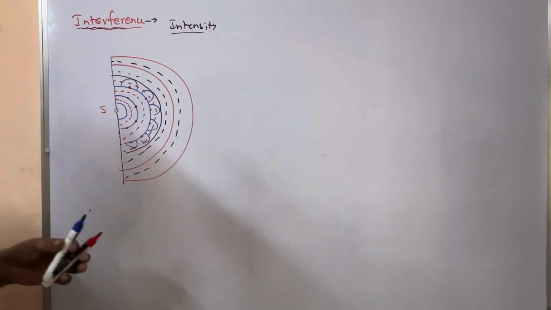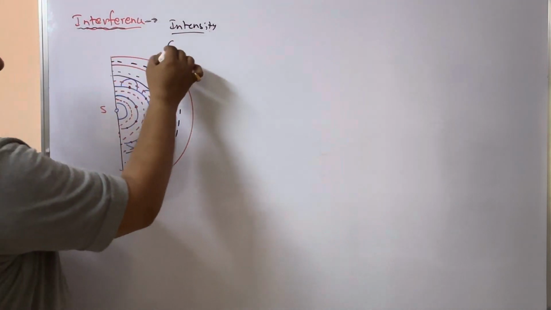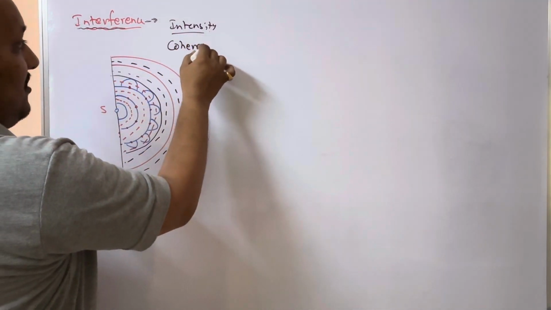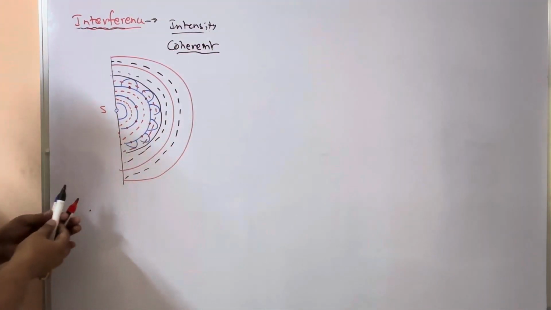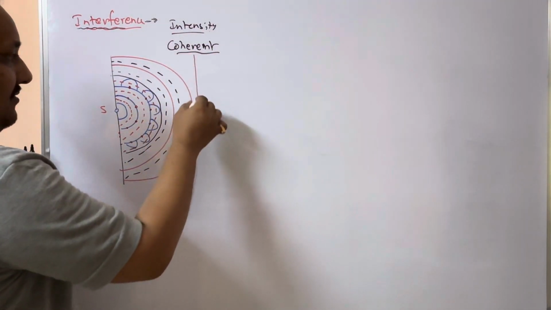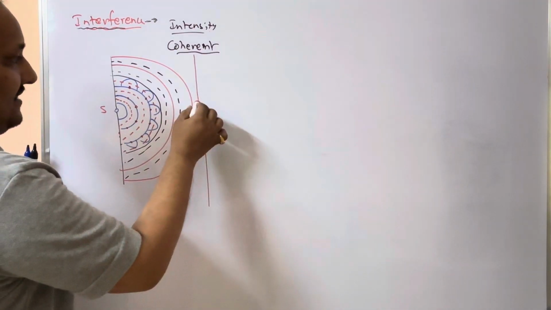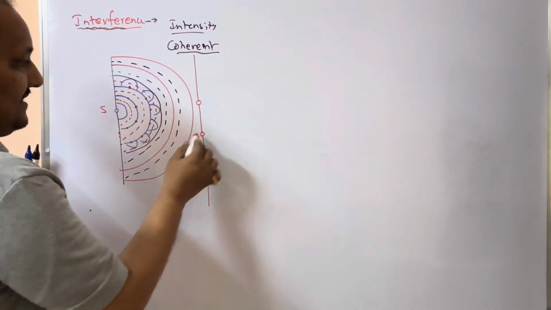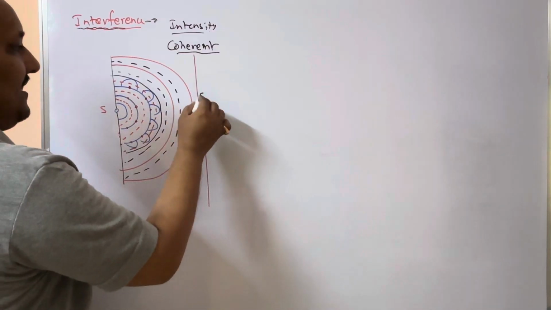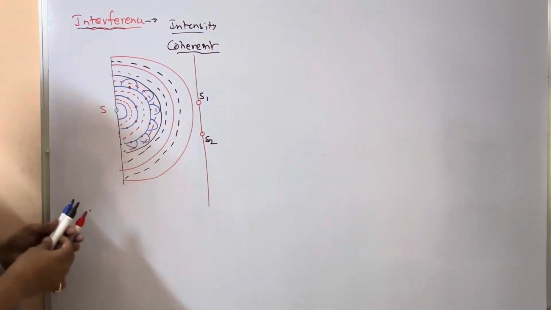Minimum two sources we require, and those two sources should be coherent. What do coherent sources mean? The sources which give the same color or same wavelength of light, same frequency, but a constant phase difference. That is going to be S1, S2, two sources.